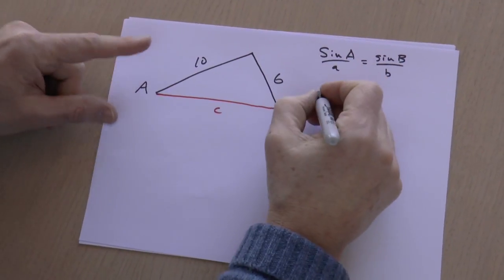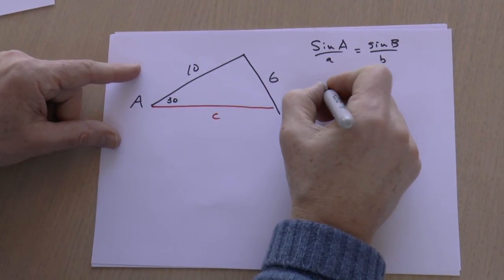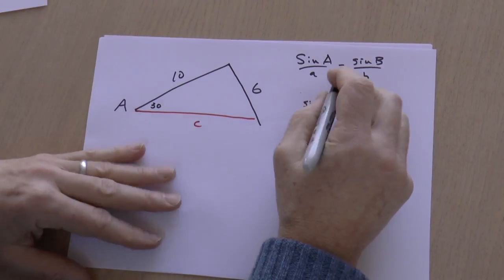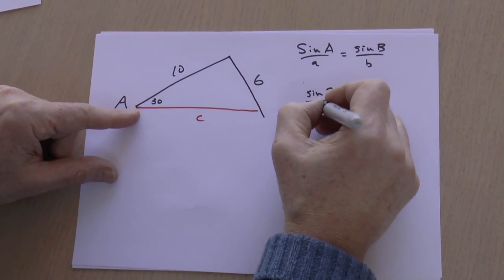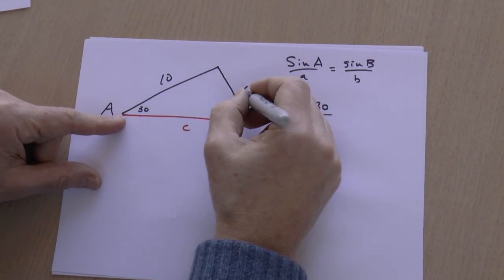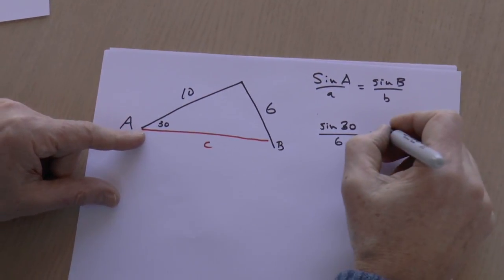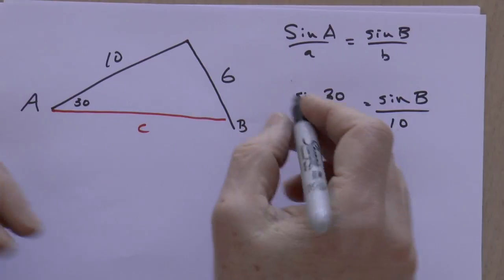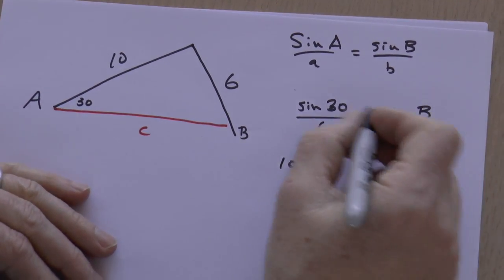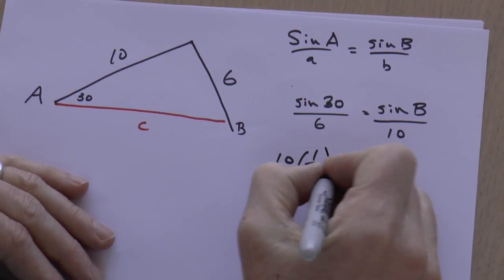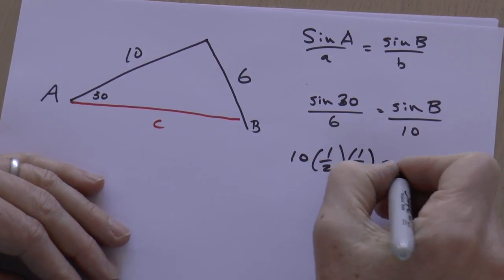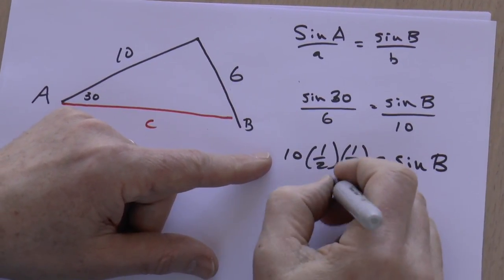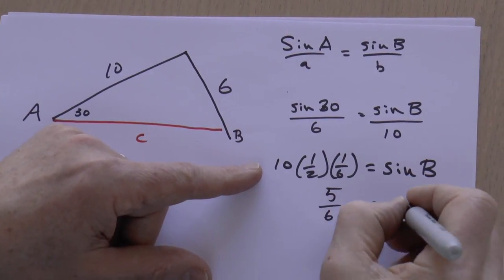All right, so sine of 30 again. Isn't it nice that I chose 30 for this? Because otherwise you're dealing with some pretty lengthy decimals. That's going to be 6. Sine of B, we don't know. And B is 10. Another nice choice. Round numbers, beautiful. So here we get 10, a 1/2 again, and 1/6 sine of B. All right, so that's 5. This time we get 5/6 equals sine of B.